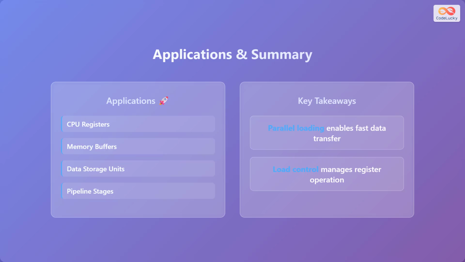Parallel load registers have various applications in digital systems. Some examples include CPU registers, memory buffers, data storage units, and pipeline stages. In summary, the key takeaways are: parallel loading enables fast data transfer, and the load control manages register operation.